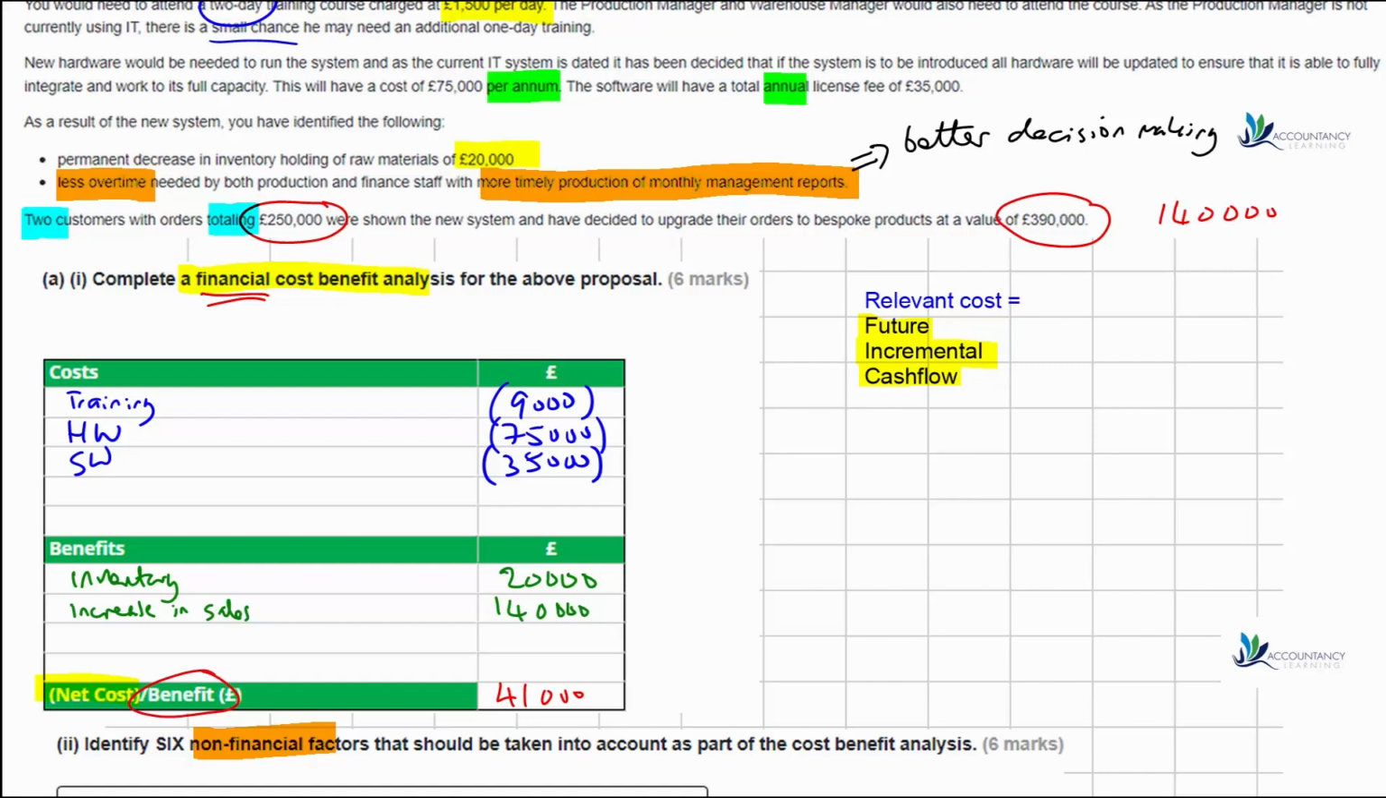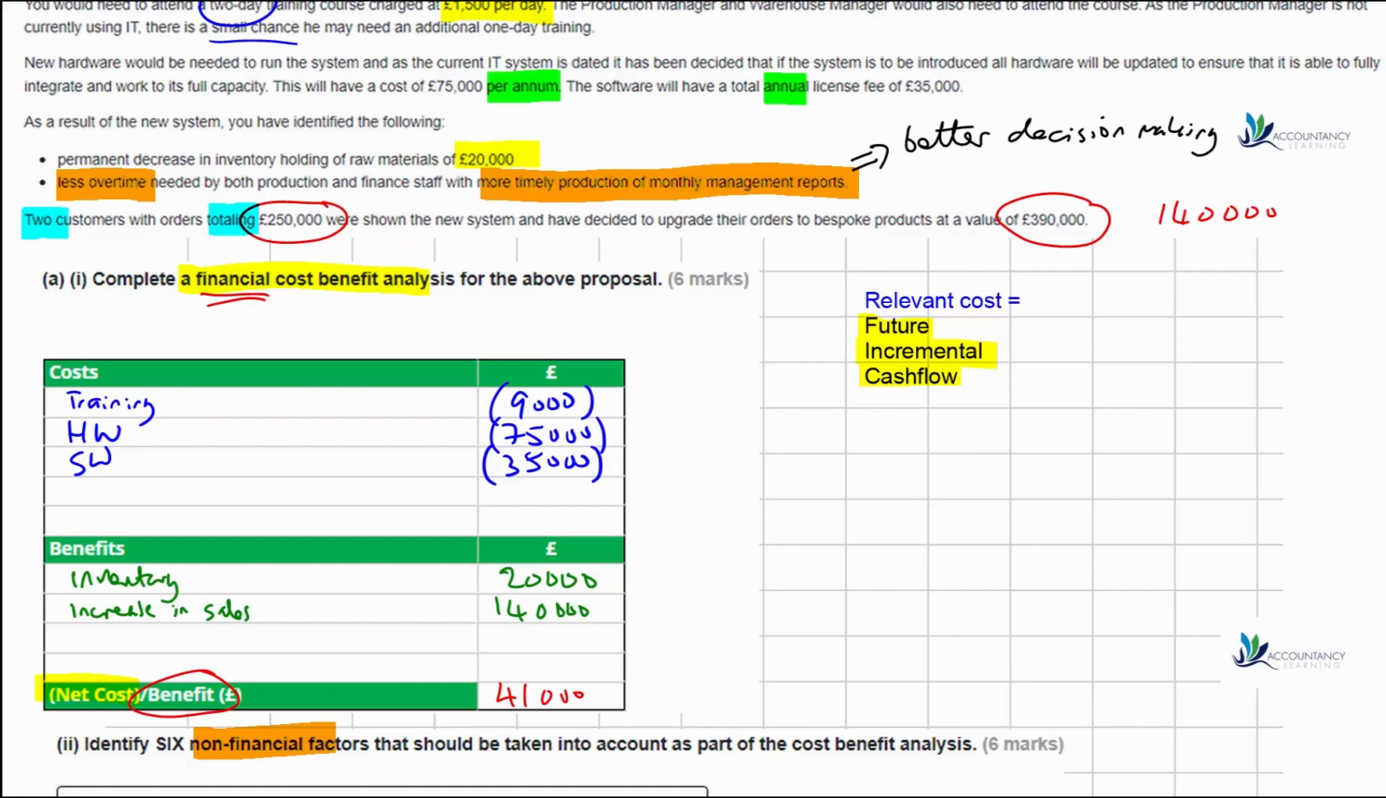But the question is asking about non-financial factors. So what about our employees? Will they be happy that they are working fewer hours and potentially earning less money? So there's a possible knock-on effect because of that as well.